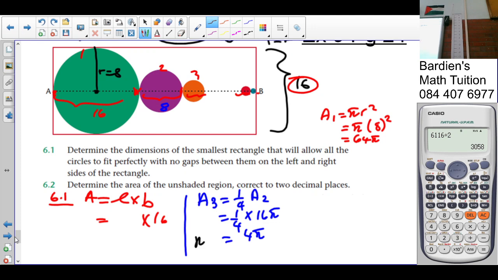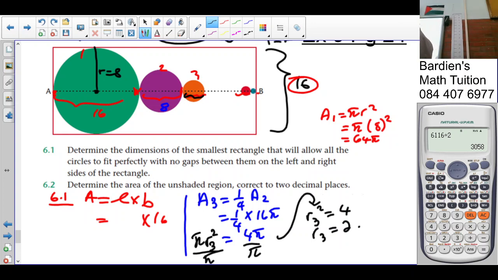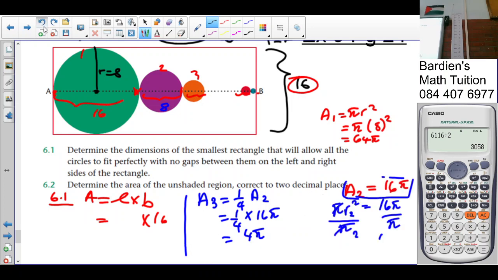For area 3, how do you calculate the area of a circle? It's going to be pi r squared, and this is the radius 3, or the third circle. So I divide both sides by pi. So the third radius squared is going to be 4. The square root thereof is going to be 2. So the radius of that is going to be 2. So your diameter is going to be 4. Okay, you guys got it? What was the radius of the previous one? Was it 8? Or was it 4? We doubled it.